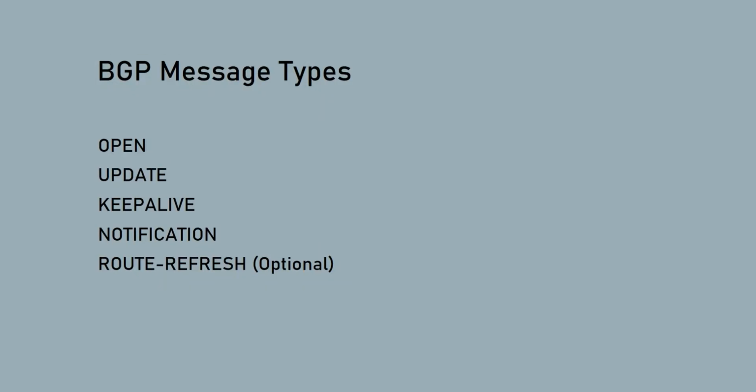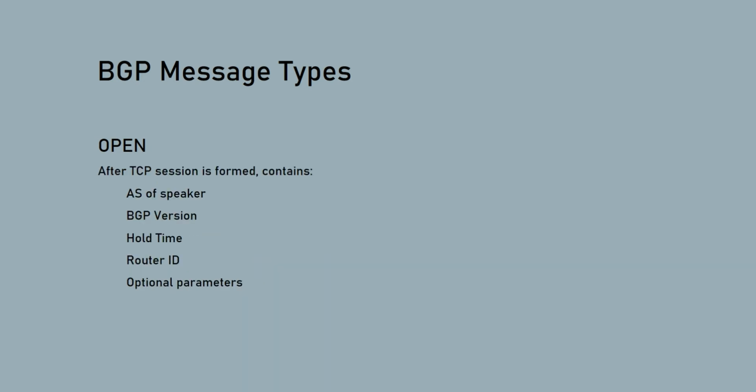Hello and welcome back. BGP supports 5 different message types: open, update, keep alive, notification, and route refresh. As soon as BGP is enabled on a router, it tries to bring up a TCP session to the remote router on port 179. Once the TCP session is up, open messages are exchanged.